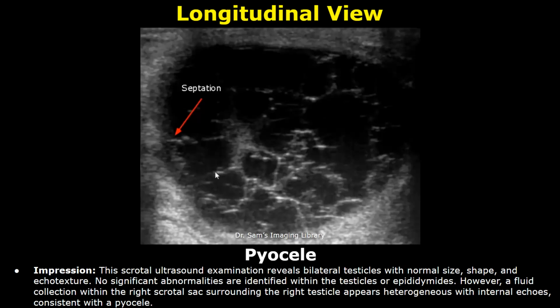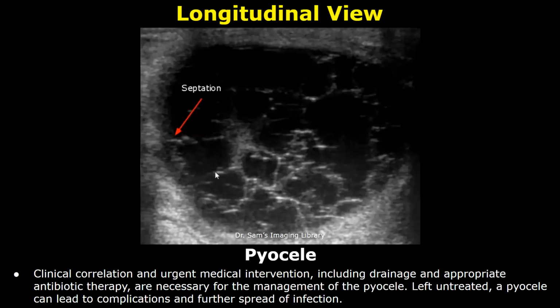A fluid collection within the right scrotal sac surrounding the right testicle appears heterogeneous with internal echoes consistent with a Pyocele. Clinical correlation and urgent medical intervention, including drainage and appropriate antibiotic therapy, are necessary for the management of a Pyocele.